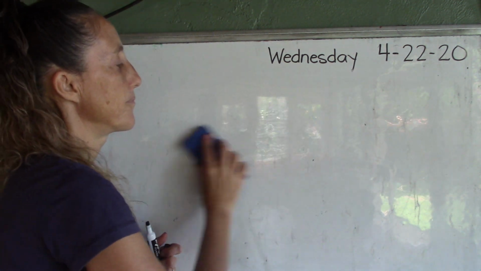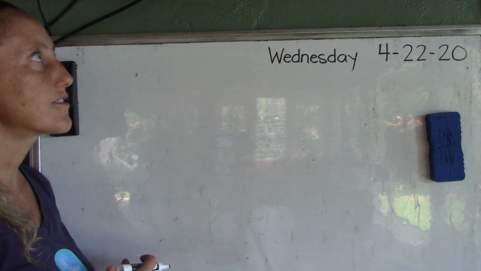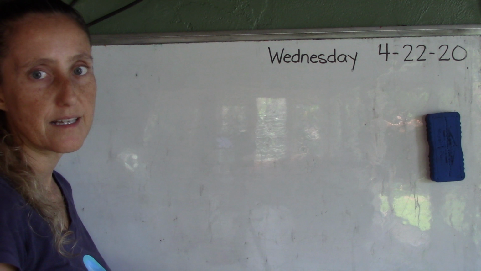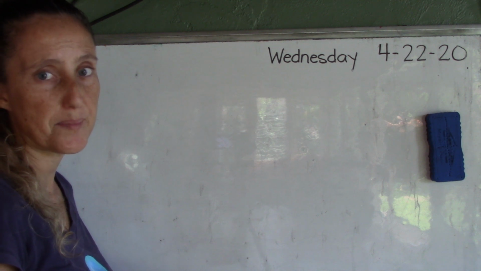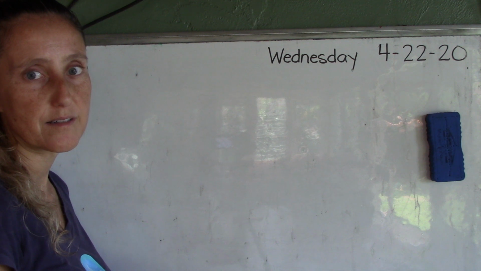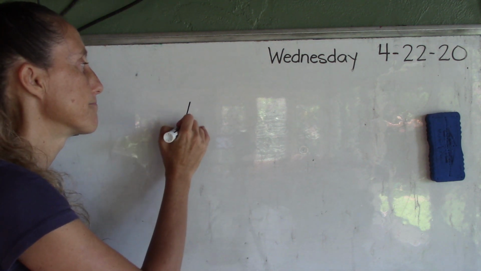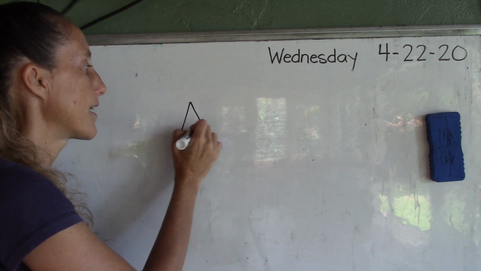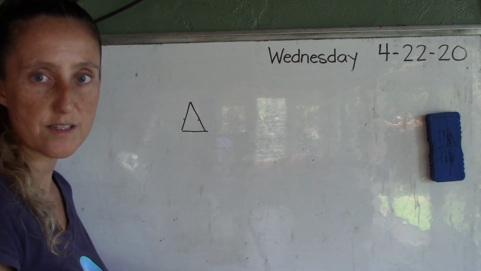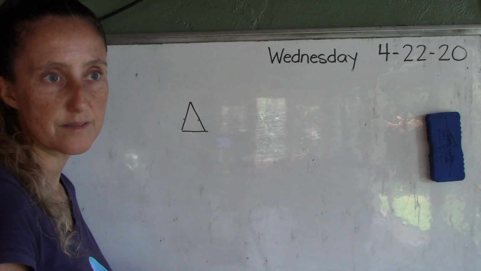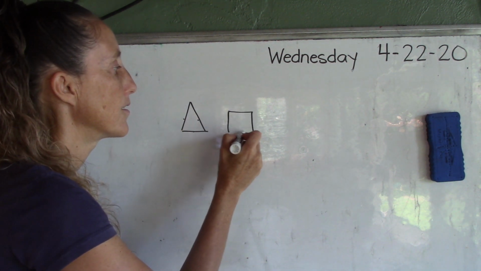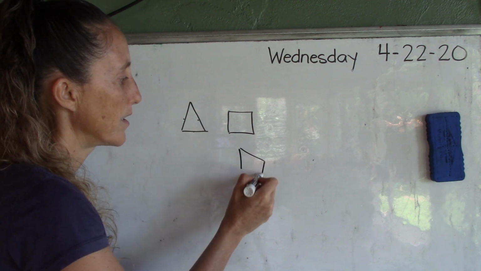All right. So if I asked you to draw a three-sided shape, what would you draw? I would draw a triangle. That's got 3 sides, 1, 2, 3. And if I asked you to draw a 4-sided shape, you could do a square, a rectangle. It can even be like a weird one, right?